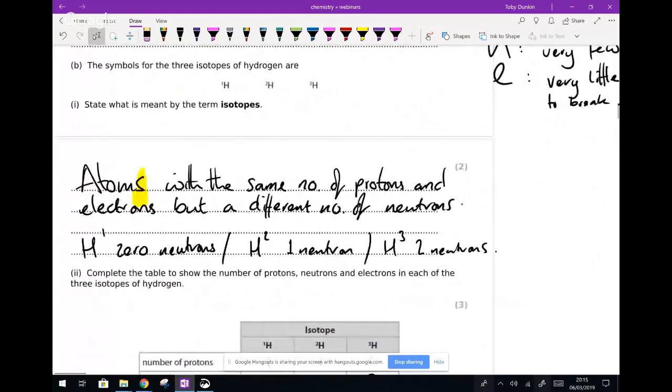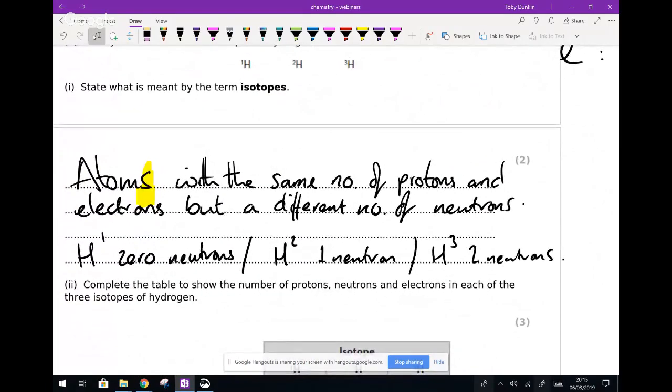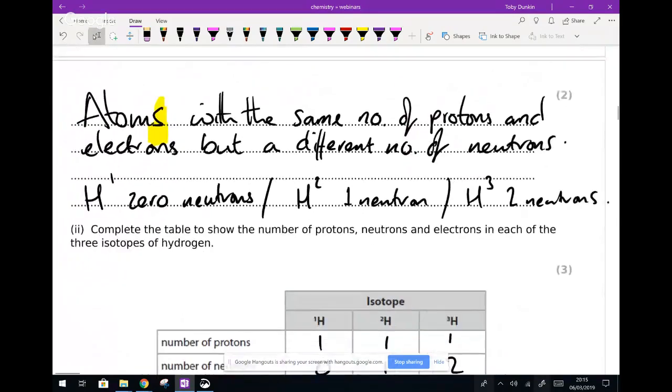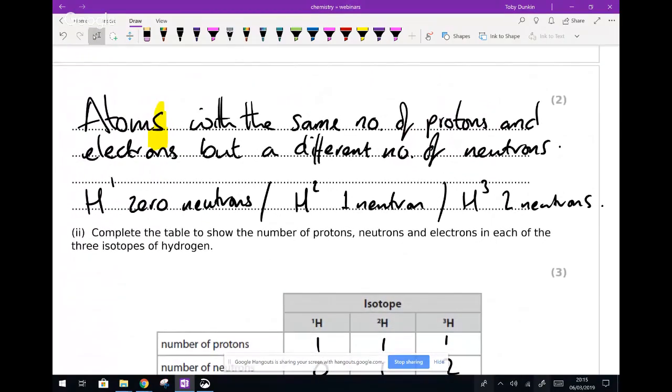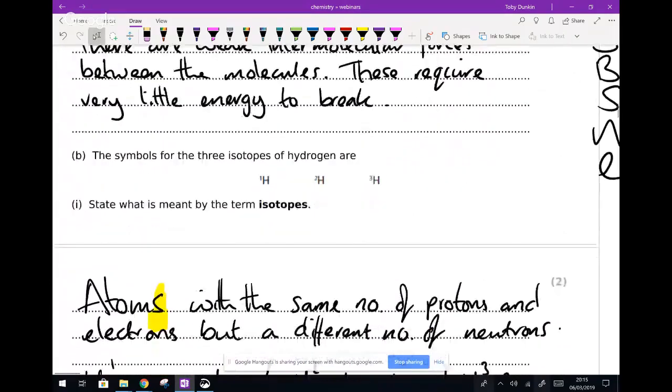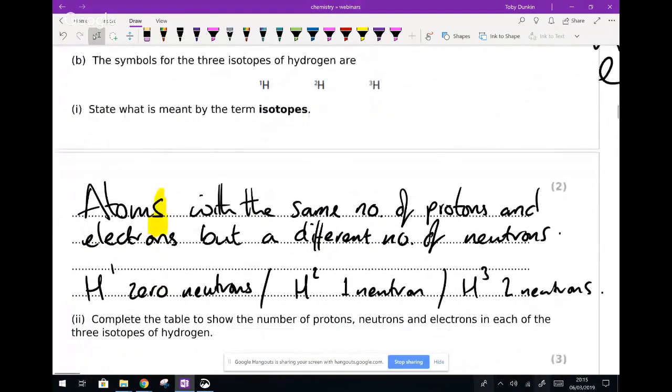Say what is meant by the term isotope. Atoms with the same number of protons and electrons, but a different number of neutrons. And then I gave the maths, because hydrogen 1 has no neutrons at all.